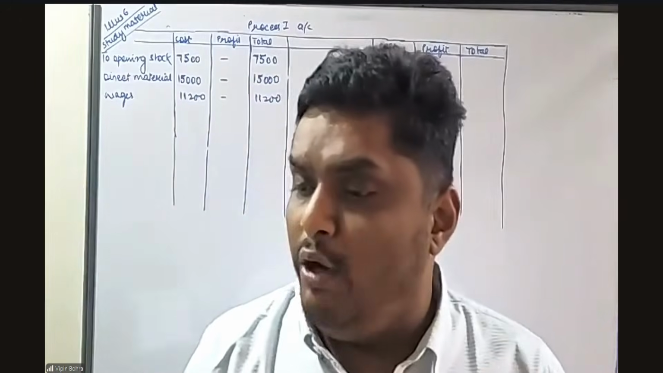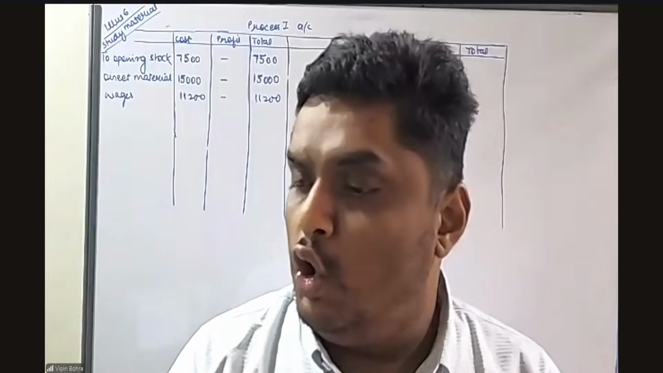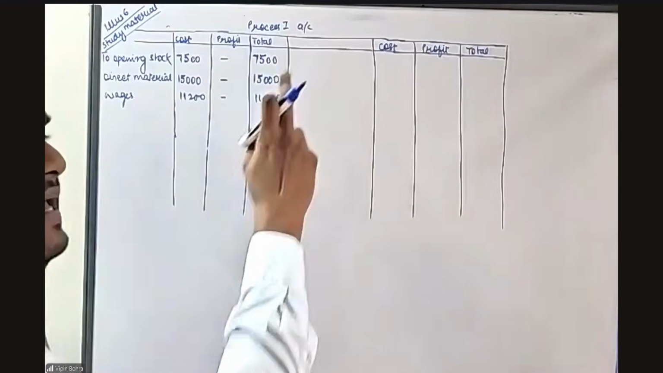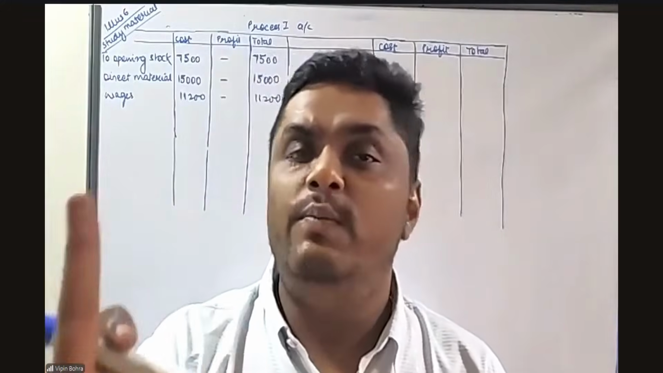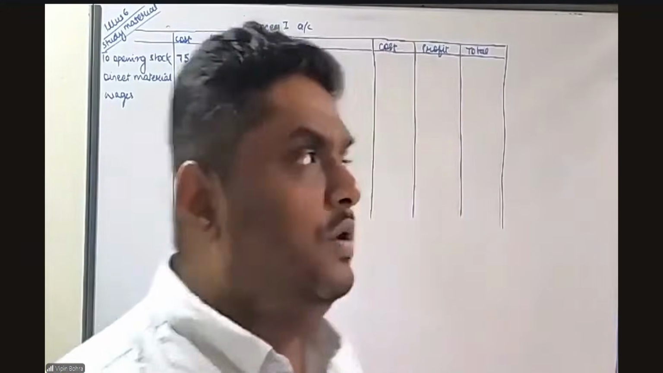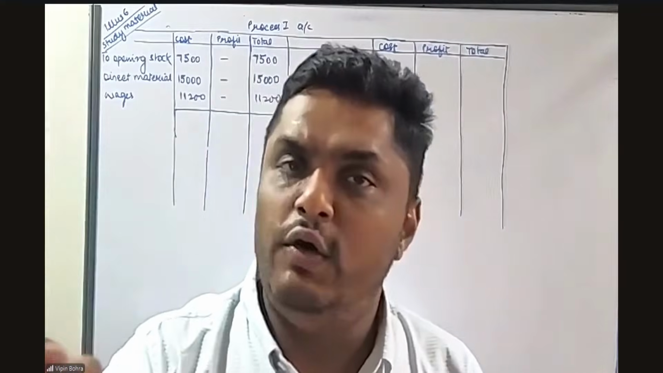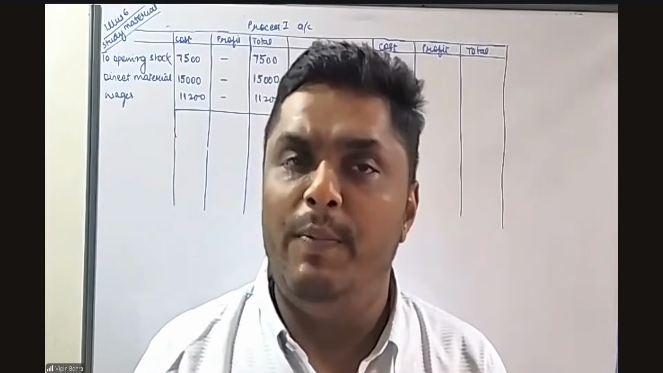Now see, very important, the closing stock. Closing stock is 3,700. Either we can place it on the credit side or we can deduct it from the debit side. Both the approaches are correct. So closing stock, either we can write it on the credit side also or deduct it from the debit side also. Both the approaches are correct.